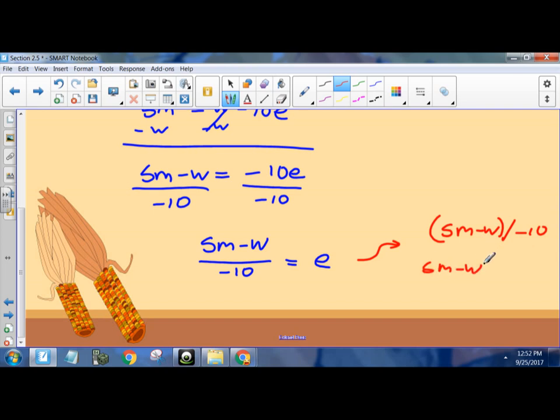Also, it would be correct if you wanted to put the denominator in parentheses as well, indicating you're dividing by negative 10, although it's not going to make a difference in this problem. Dividing by negative 10 with or without parentheses would be correct. Okay?